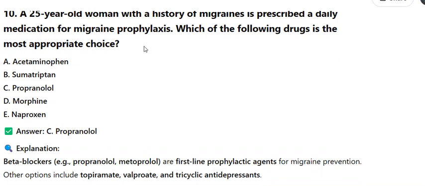Answer C. Propranolol. Explanation: Beta blockers, e.g. propranolol, metoprolol, are first-line prophylactic agents for migraine prevention. Other options include topiramate, valproate, and tricyclic antidepressants.